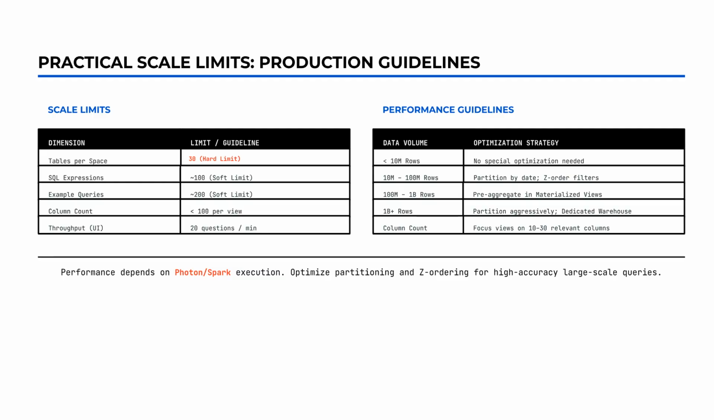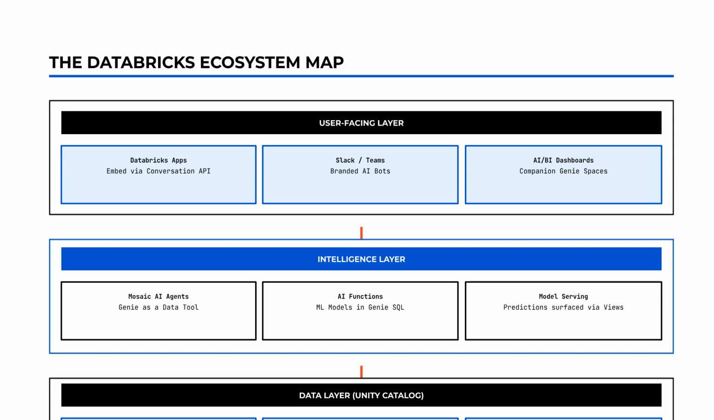Partition by date, use Z-ordering on frequently filtered columns, and pre-aggregate common queries using materialized views. Choose serverless SQL warehouses for the fastest responses, with zero cold starts. Respect these limits up front, and Genie will stay fast, accurate, and reliable, even as your data and user base grow massively. Genie is not just a standalone AI chat tool.